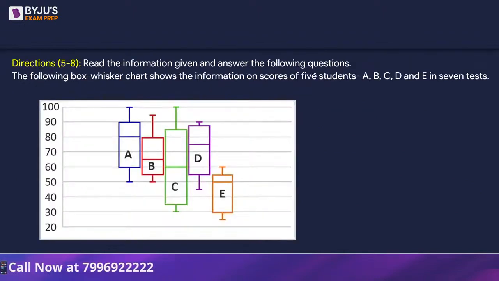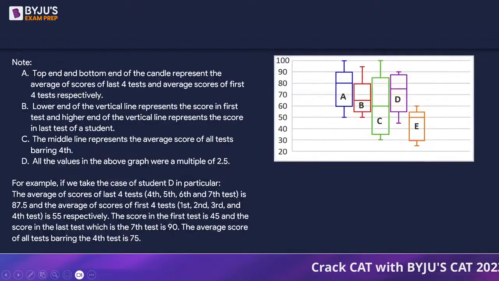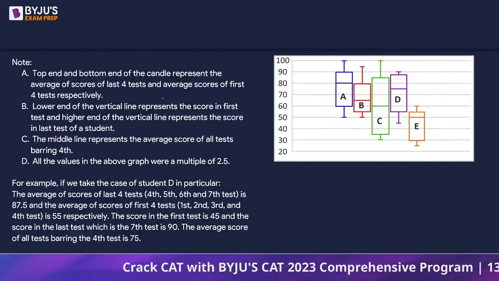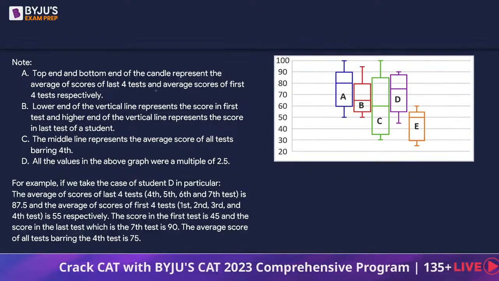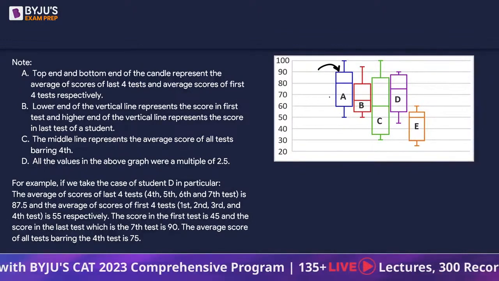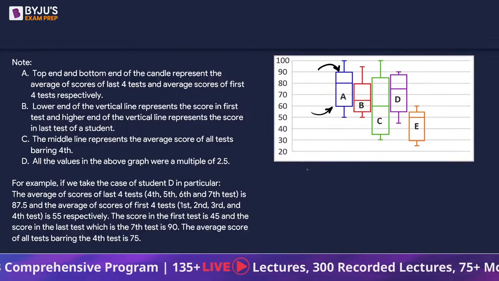Okay, the next one. The following box whisker chart shows the information on scores of 5 students, A, B, C, D, and E in 7 tests. Okay, there are 7 tests that happen. Note, the top and bottom end of the candle represents the average scores of last 4 tests and average scores of first 4 tests. So we're talking about the top and the bottom of the candle.